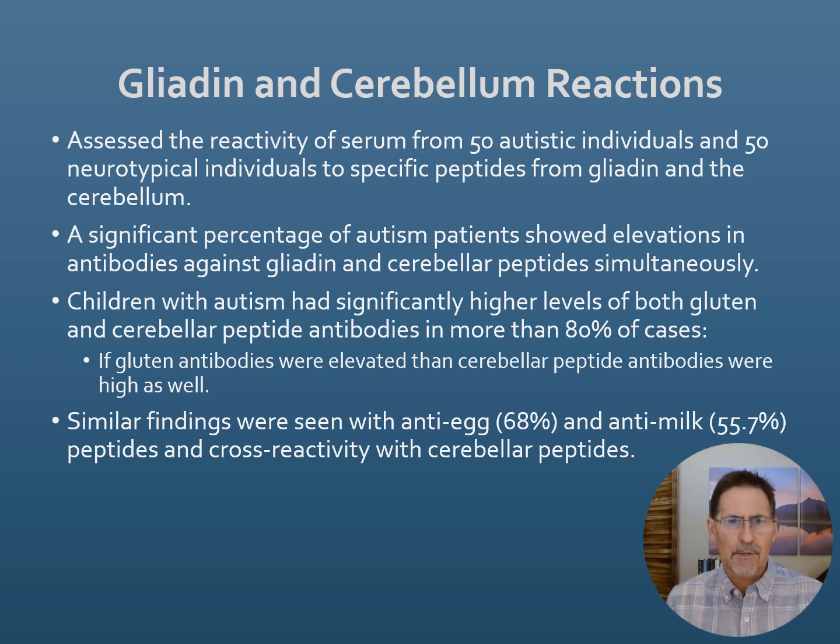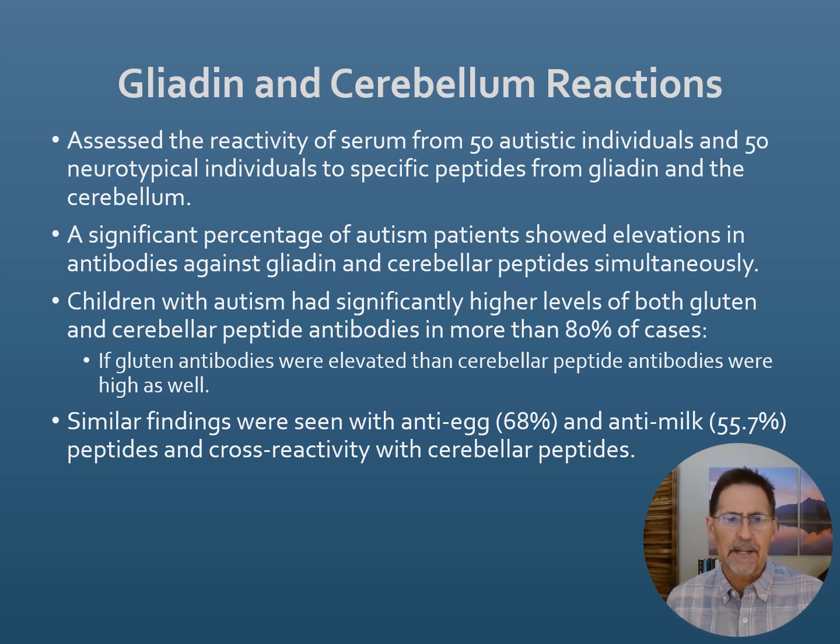So what was analyzed was 50 autistic individuals, 50 neurotypical individuals, and then specifically looking at peptides from gliadin and the cerebellum. And there was a significant percentage of autistic individuals that showed high levels of antibodies to both gliadin and cerebellar peptides simultaneously. So there's some type of cross-reactivity occurring. And that children with autism had significantly higher levels of both gluten and cerebellar peptides in more than 80% of the cases. So as the gluten antibodies or the gliadin antibodies go up, so did the cerebellar peptides.